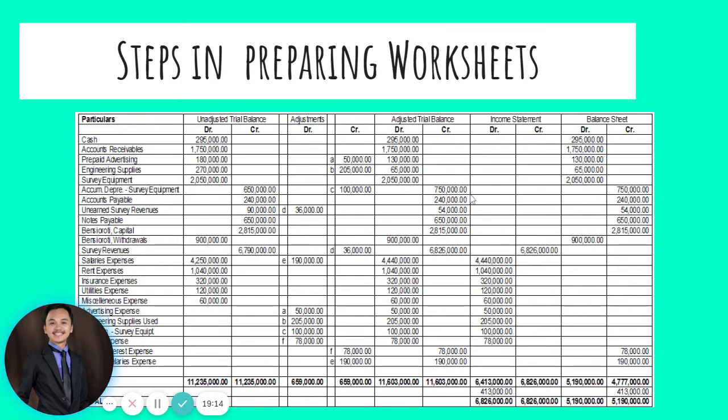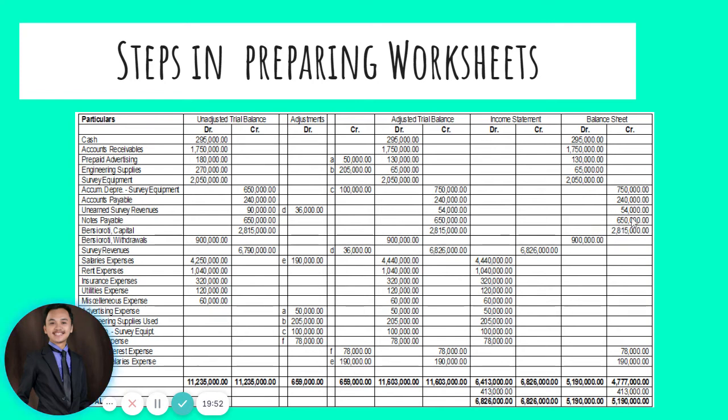We also transfer our total accumulated depreciation of 750,000, including our liabilities of accounts payable for 240 and notes payable of 650,000. Okay? 650,000 total liabilities. Also, we have our total capital, guys, which is Berciotti, capital of 2,815,000. You just simply copy.